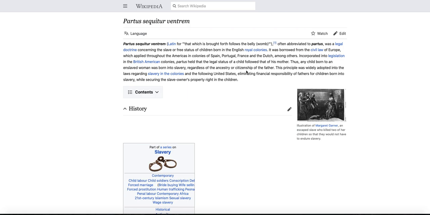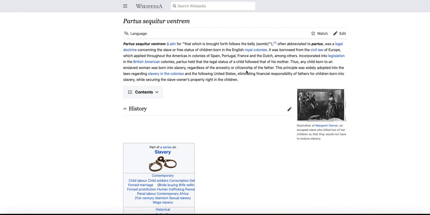It's almost starting to sound like the girl that took the baby out of the reeds, Moses or whatever, and raised him with the Pharaoh. This is what this is starting to sound like to me. Yeah, so it was widely adopted in the slavery in the colonies and the following United States. So they took that into the United States corporation.